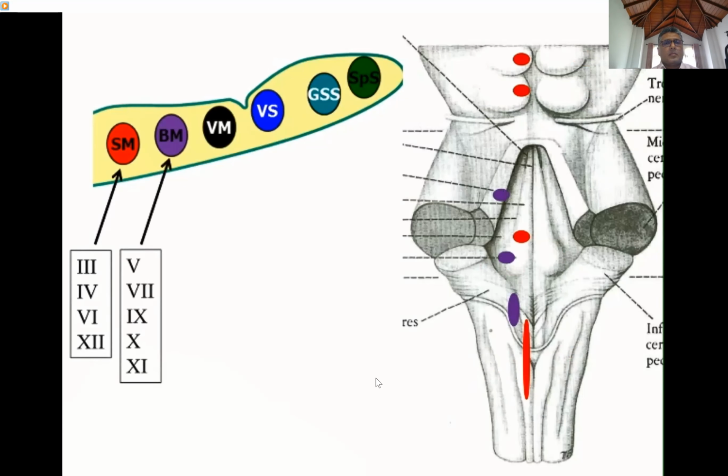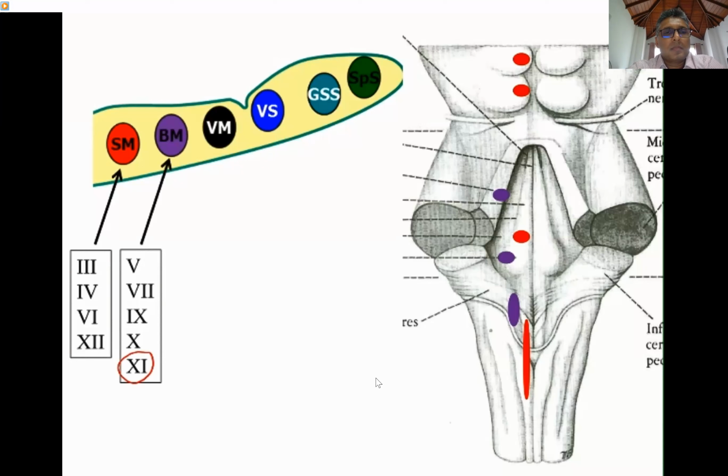Now the branchial motor component in the head and neck region is carried in the mandibular division of the trigeminal nerve, facial nerve, glossopharyngeal nerve, vagus nerve, and the cranial root of the accessory nerve.